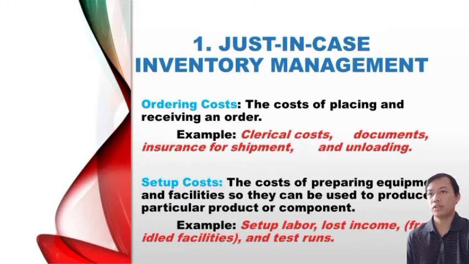So, ordering costs. These are the expenses incurred to create and process an order to a supplier. These costs are included in the determination of the economic order quantity for inventory items. The cost of placing and receiving an order includes examples such as clerical costs, documents, and insurance for shipments and unloading. Next is the setup cost.